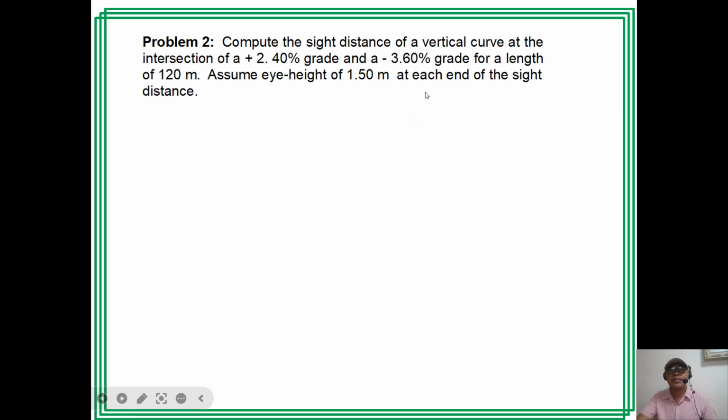Problem number 2. Compute the sight distance of a vertical curve at the intersection of a plus 2.4% grade and a negative 3.6% grade for a length of 120 meters. Assume eye height of 1.5 meters at each end of the sight distance. Meaning we have two cars here, in which the height of the eyes of the two drivers in both ends is 1.5 meters.